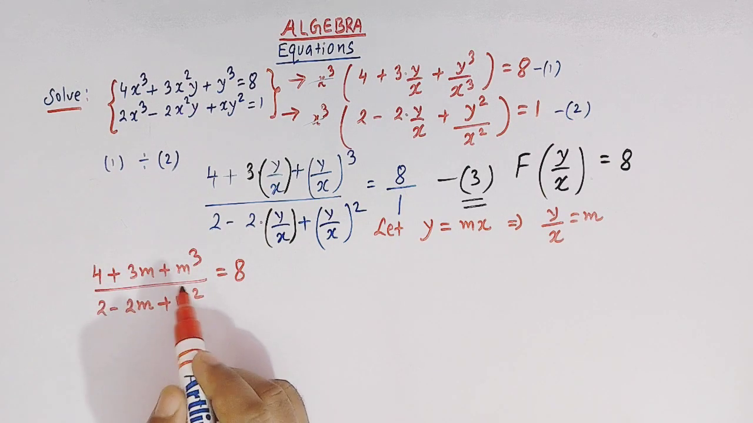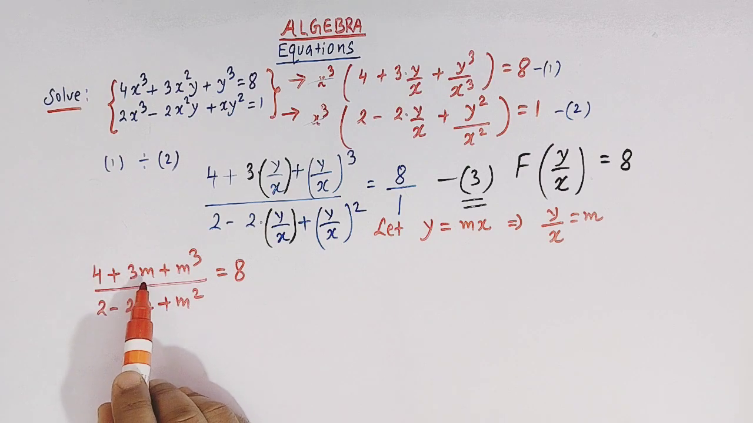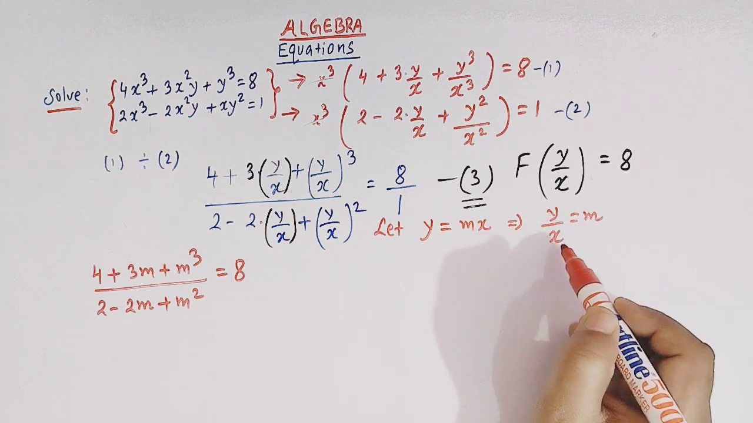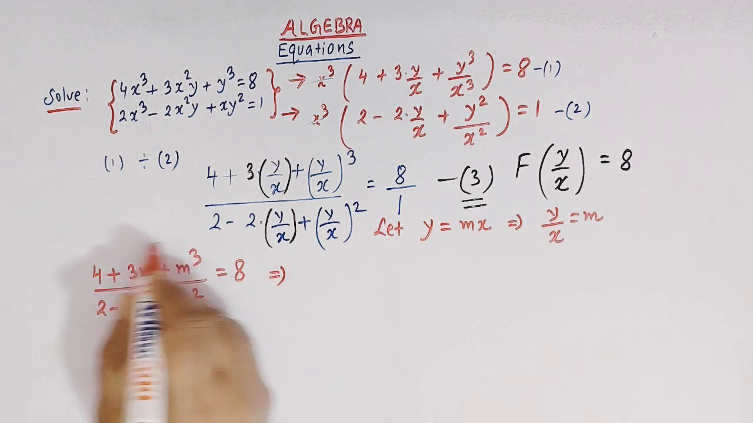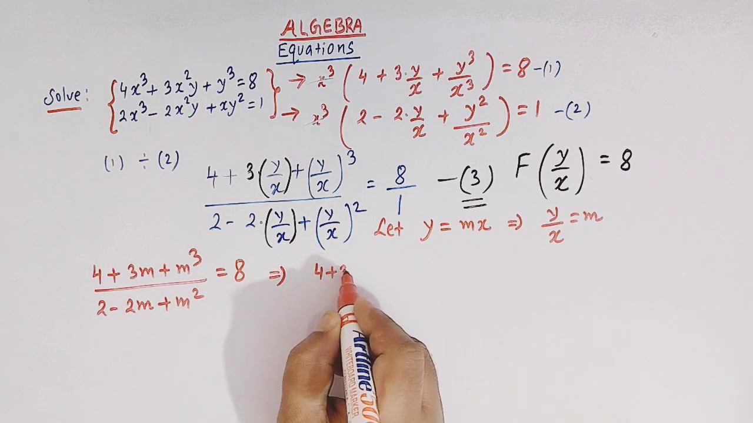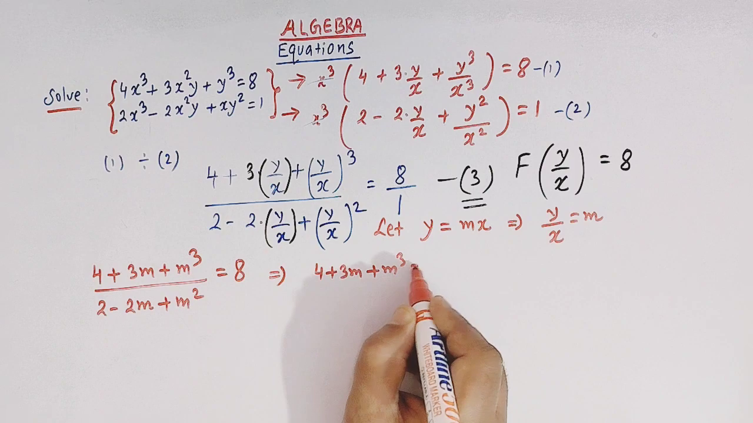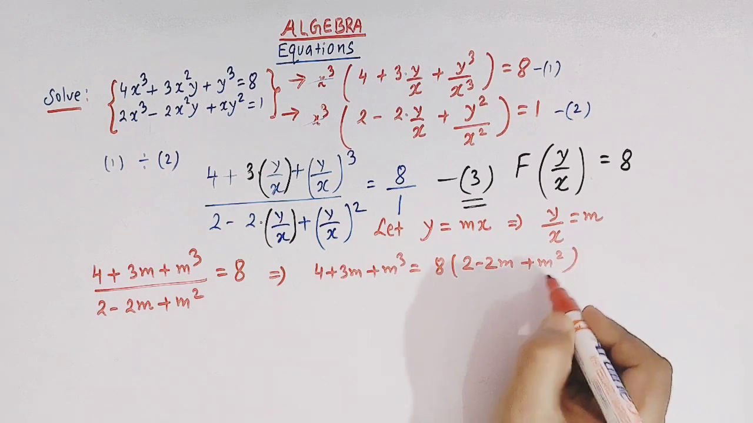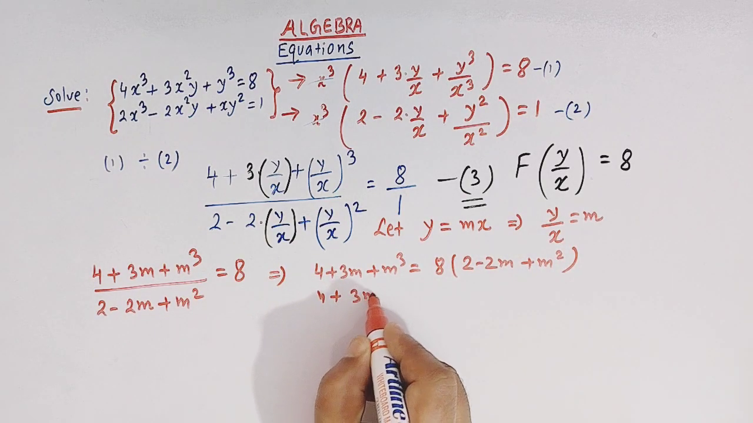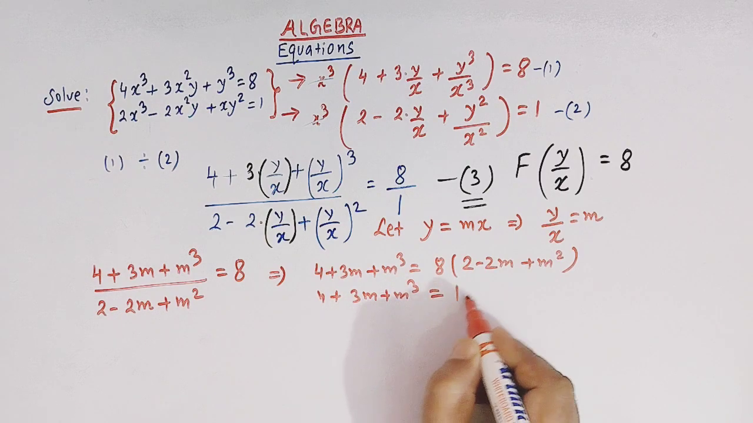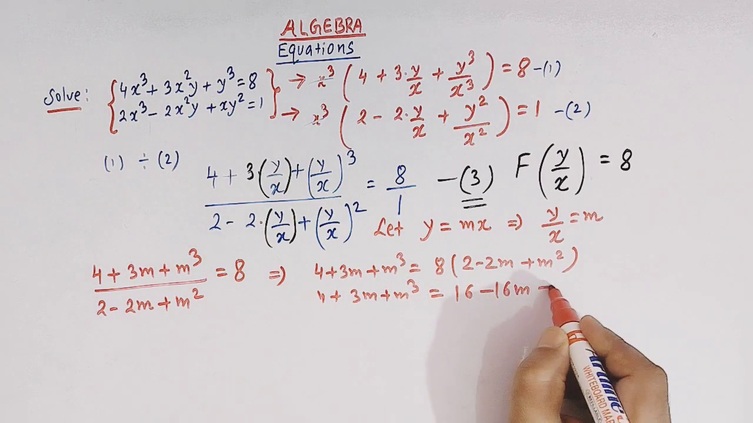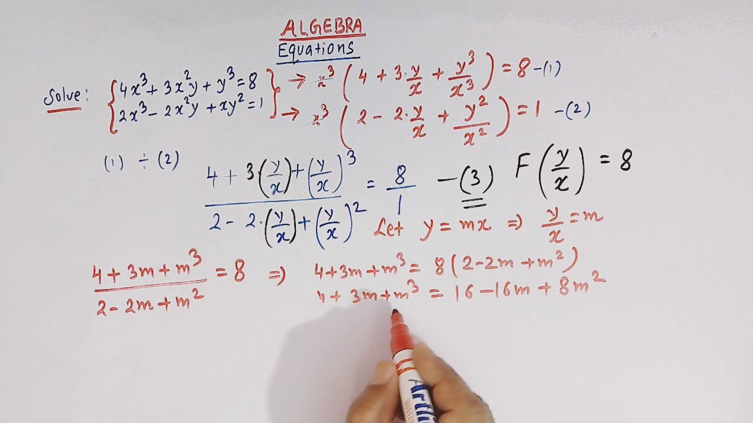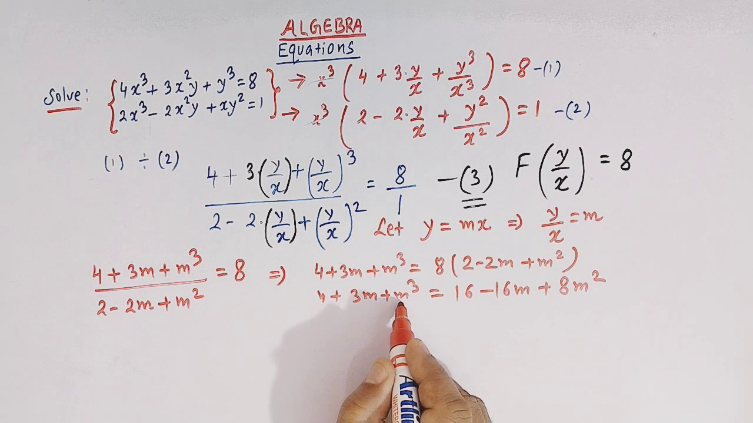So now we can see that this equation is only in terms of m, right? And this m is connected with y and x. So now let us simplify this expression. So we have 4 plus 3m plus m cube is equal to 8 times 2 minus 2m plus m square. So we can now write 4 plus 3m plus m cube is equal to 16 minus 16m plus 8m square, right? So now we can simplify this expression to get a cubic polynomial in m, right?